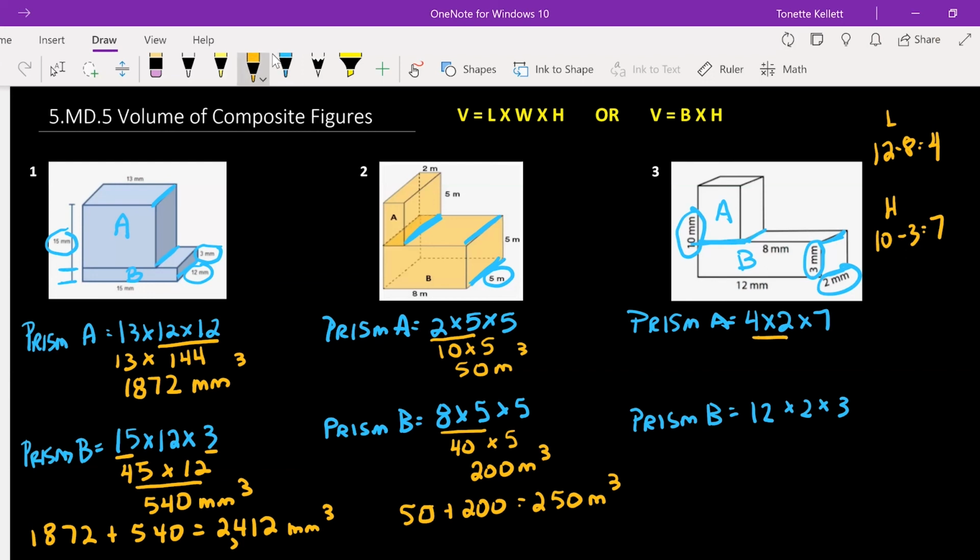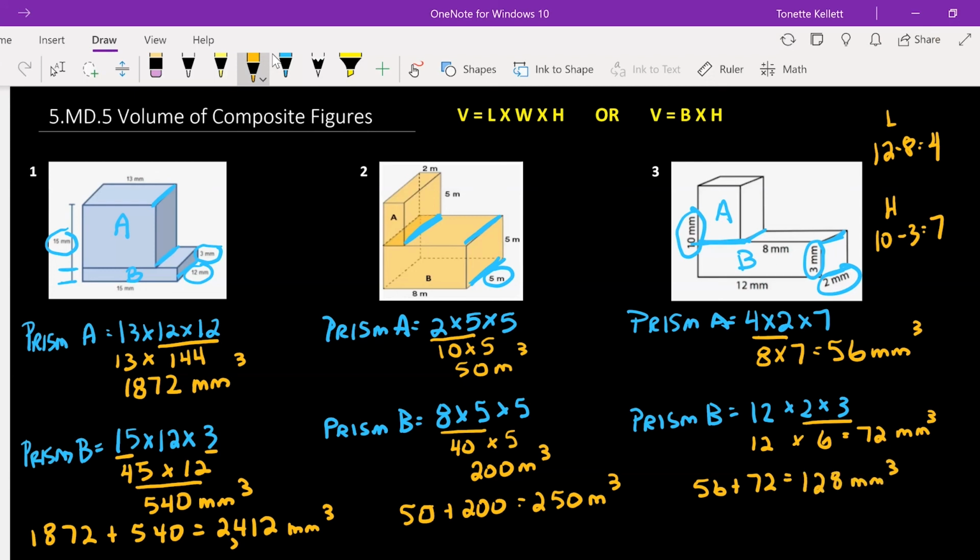So 4 times 2 is 8 times 7, you get 56. This is millimeters cubed. I'm going to do 2 times 3 first and get 6 times 12, which is 72 millimeters cubed. I'm going to add 56 plus 72 and get 128 millimeters cubed. 128 millimeters cubed.